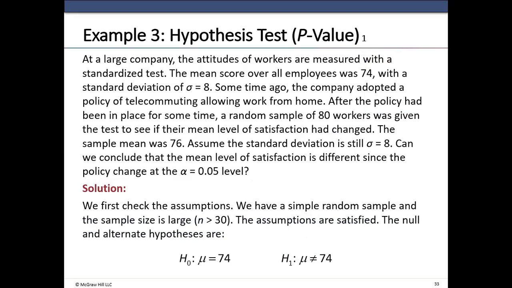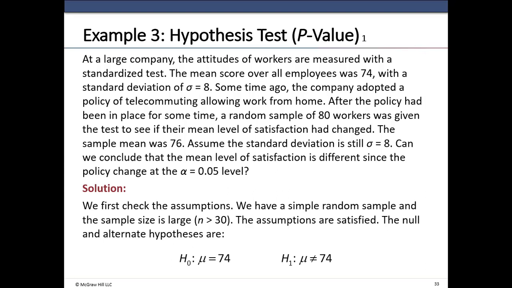At a large company, the attitudes of workers are measured with standardized tests. The mean score over all employees was 74 with a standard deviation sigma equal to 8. Some time ago, the company adopted a policy of telecommuting, allowing work from home. After the policy had been in place for some time, a random sample of 80 workers was given the test to see if their mean level of satisfaction had changed. It didn't say whether it increased or decreased. The sample mean was 76. Assume the standard deviation is still sigma equal to 8.